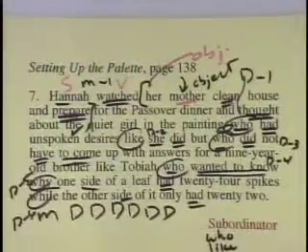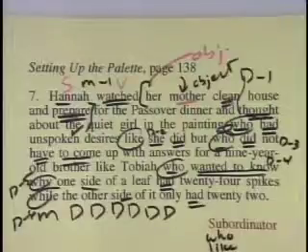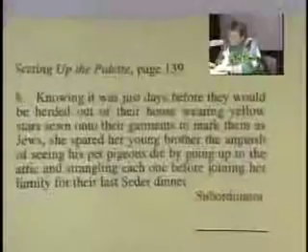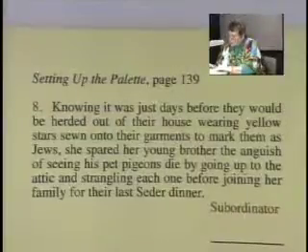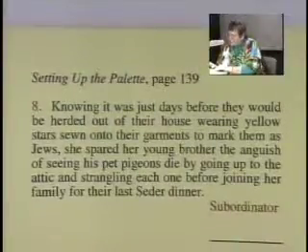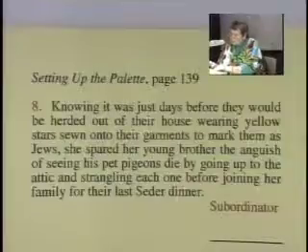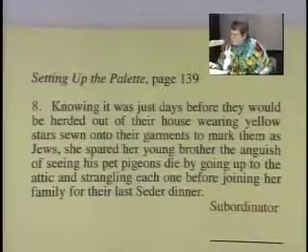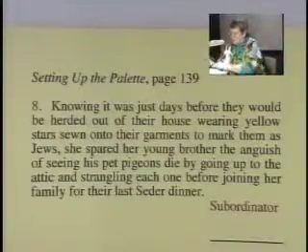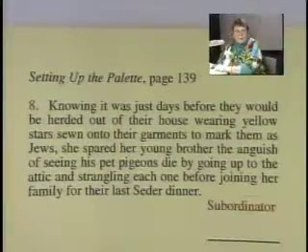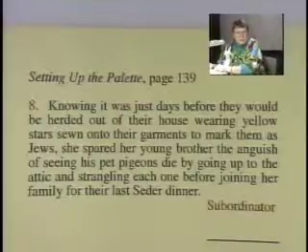And writing gets very complicated. I mean, these are my examples, and they get very complicated. When I sit down and I analyze them, they're very, very complicated. Let's try this one. Knowing it was just days before they would be herded out of their house, wearing yellow stars sewn onto their garments to mark them as Jews, she spared her young brother the anguish of seeing his pet pigeons die by going up to the attic and strangling each one before joining her family for their last Seder dinner. You could call this novel a very dark novel. It is a very dark novel.